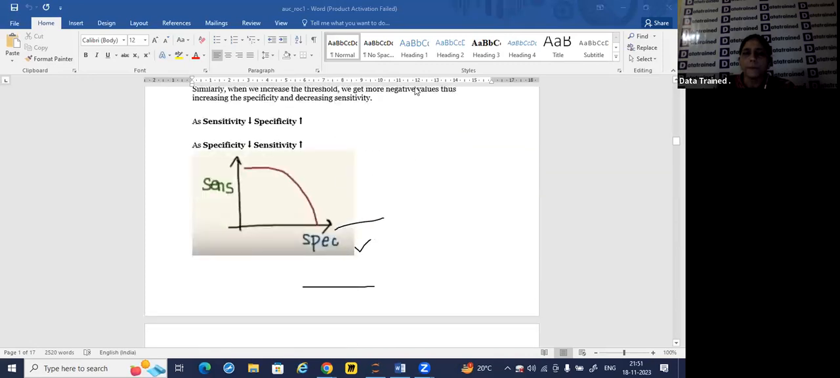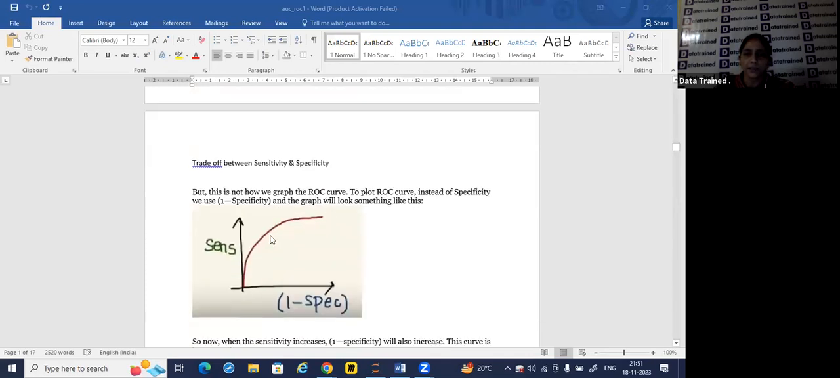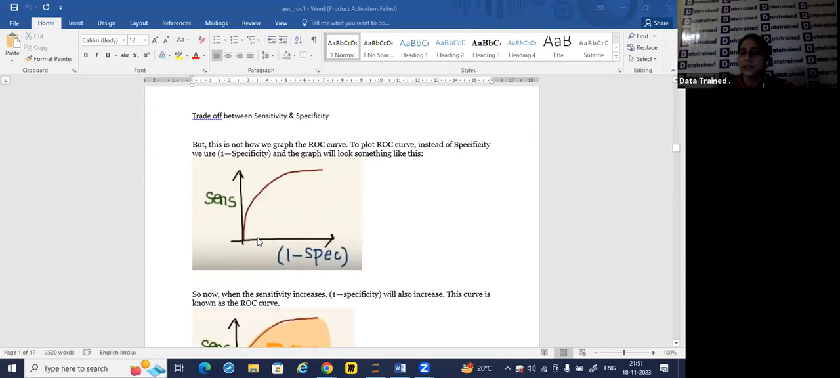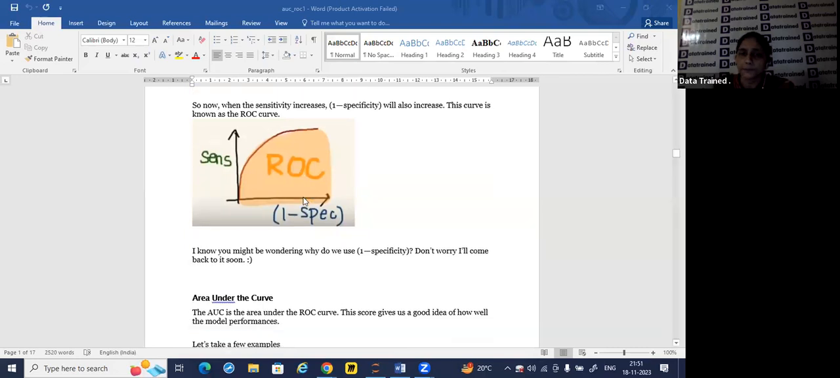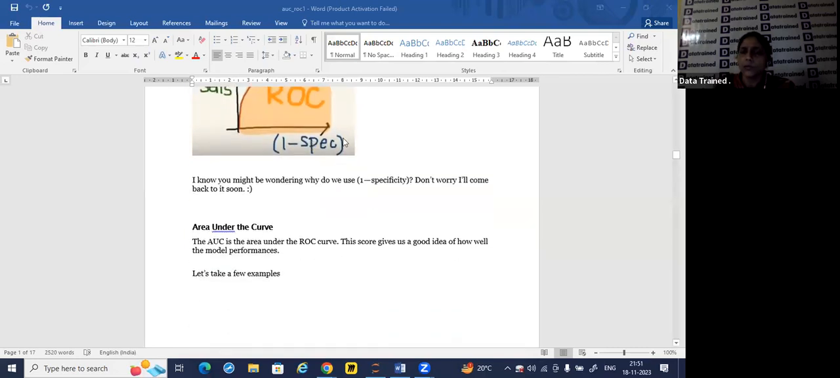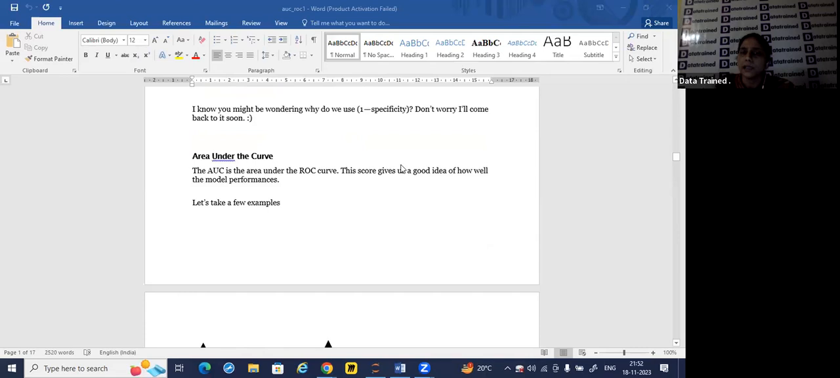When we take sensitivity and specificity, the curve is drawn by taking sensitivity and 1 minus specificity, just to make the data go in this way. This is basically the AUC ROC curve, which shows that if the graph covers maximum area, the model is doing well. The AUC ROC curve is the area under the ROC curve, and this score gives us a good idea of how well the model is performing.